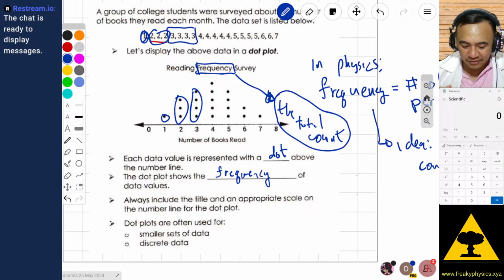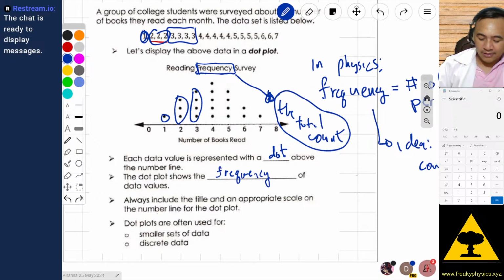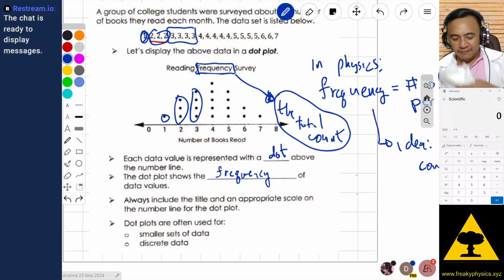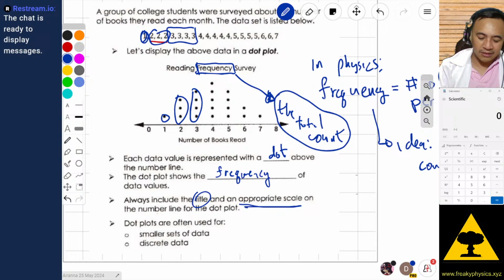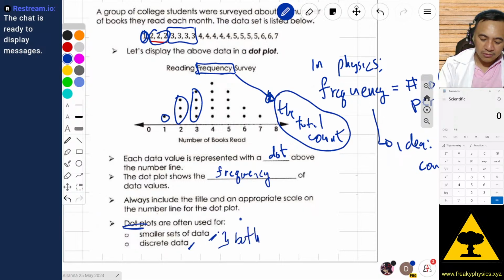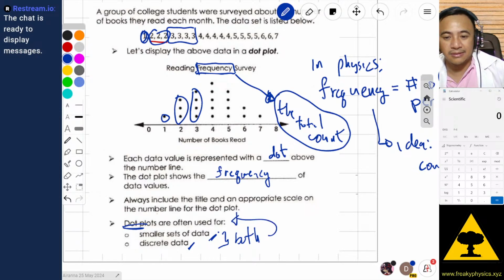So this part's clear, what frequency is. Now, let's take a look at these two bits because this is given. Whenever you're doing a dot plot, actually, whatever graph you're making, it's always a good idea to include a title and an appropriate scale, which is what we do in graphs anyway. The second thing about dot plots is you can use them for small sets of data and you always use them for discrete data. Both can be used for dot plots.